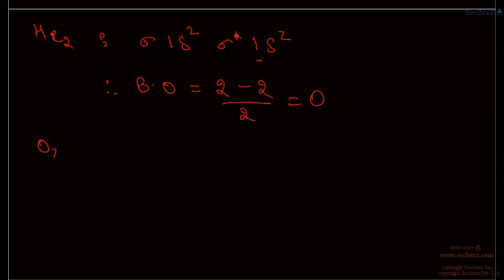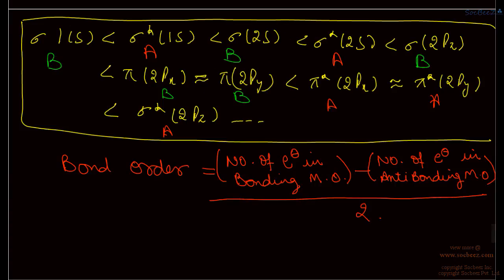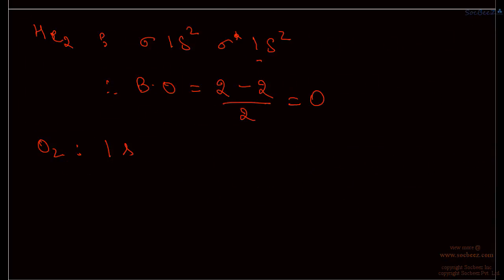And therefore, for the O2 molecule, the distribution of electrons will be like this: sigma 1s2, sigma star 1s2. The total number of electrons is 16 here, 8 from each oxygen. So there will be sigma 2s2, sigma star 2s2. So total electrons so far are 8.